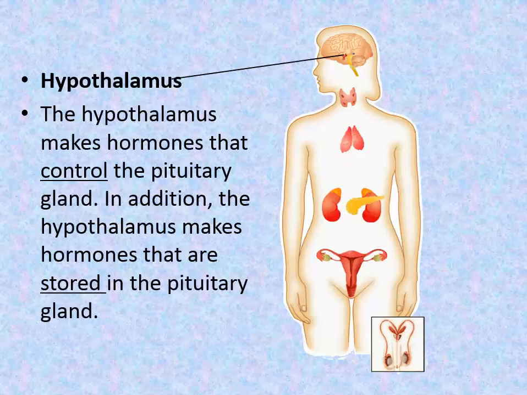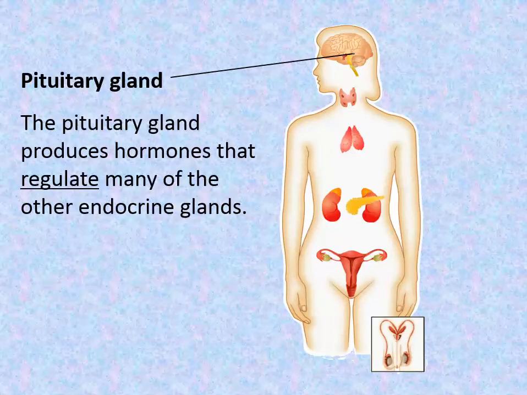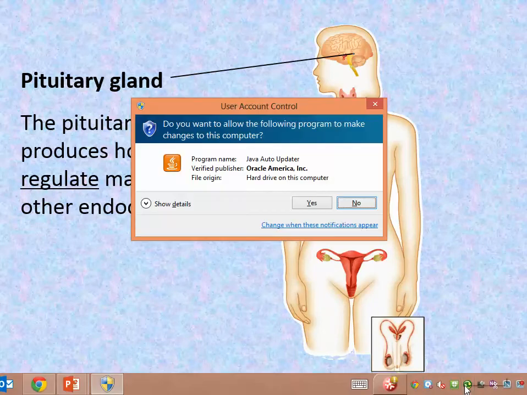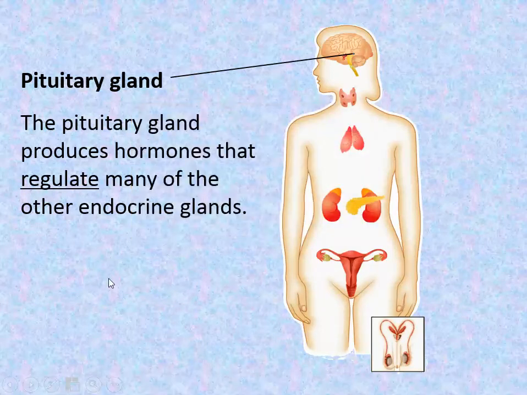So you will have to know this diagram right here that I have, and be able to identify what glands are located where. The hypothalamus has hormones that control the pituitary gland. In addition, the hypothalamus makes hormones that are stored in the pituitary gland. That pituitary gland is right behind the hypothalamus, and it produces hormones that regulate other glands.